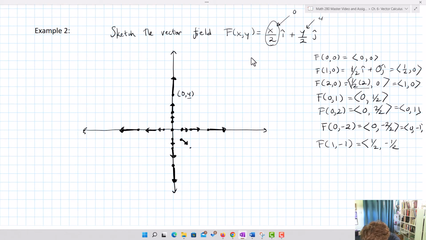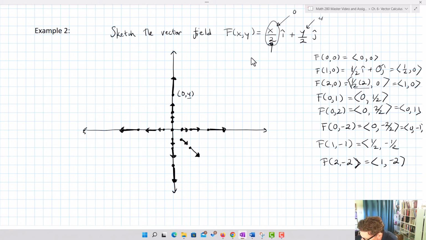And then if I go down to 2, negative 2, I'm now going to have a vector of that length, okay? Like f of 2, negative 2 is going to equal 1, comma, negative 2, right? And so we're kind of moving away from the origin. And in fact, that's going to happen with every set of vectors. And you can kind of convince yourself as to why that's the case.